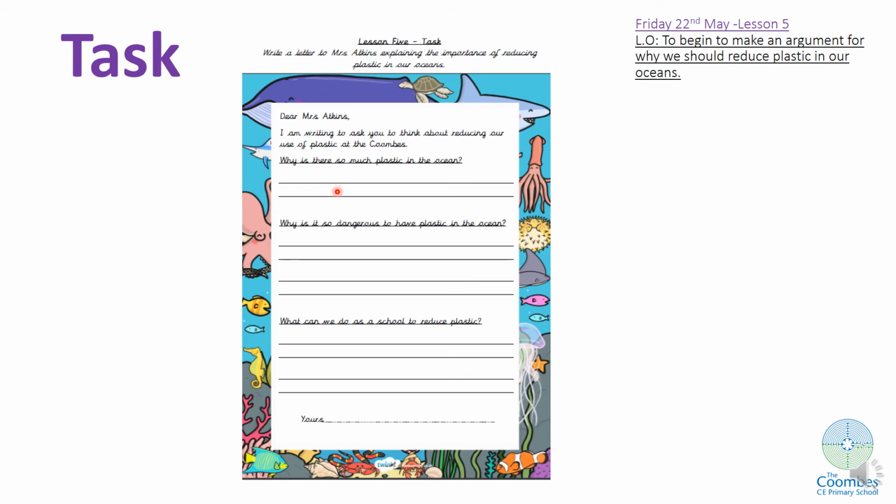Think about it. Why is there so much plastic in the ocean? What have we learned about plastic? It lasts a long time. It takes a long time to break down. It's getting blown around by the wind and the rain. The second question. Why is it so dangerous to have plastic in the ocean? Because it's killing our sea creatures. It's causing them pain. It's not making our coral flourish. It's making our coral go really awful, and it's going all the way down to the bottom of our sea.